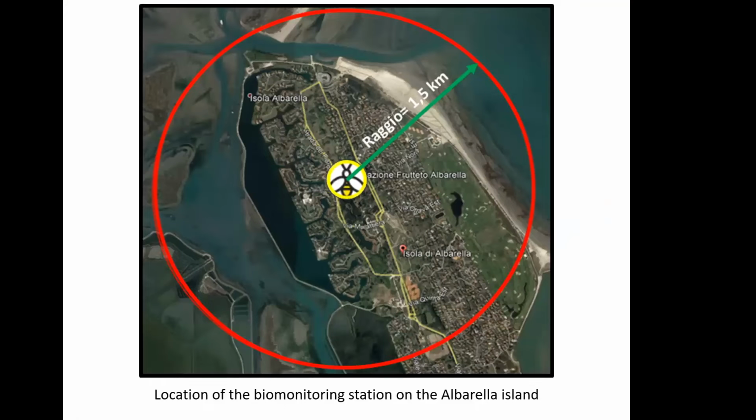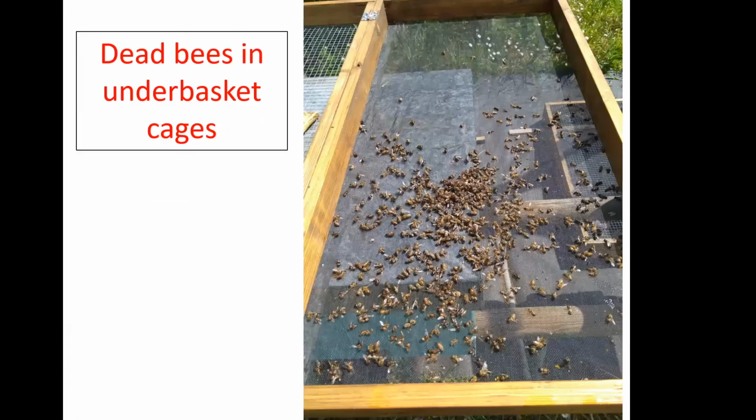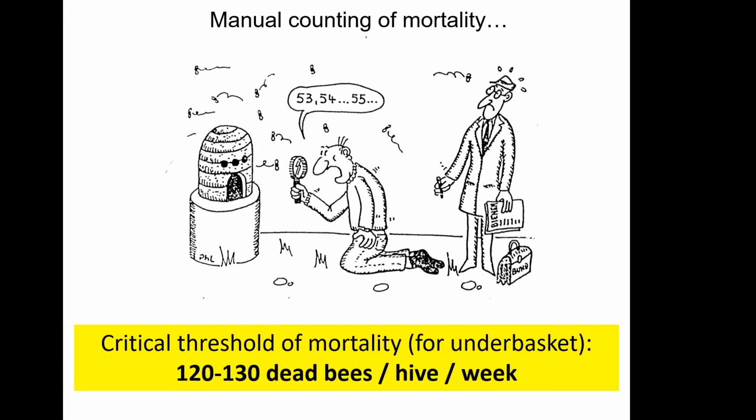Here there is the map with our monitoring stations on the Albarella Island, and we performed a monitoring of the third level of complexity, which is quite low cost, but has a good sensitivity, and also it's not very time consuming. We used these kinds of cages to collect dead bees. These cages are called underbaskets, and the operator counted manually every week the number of dead bees.